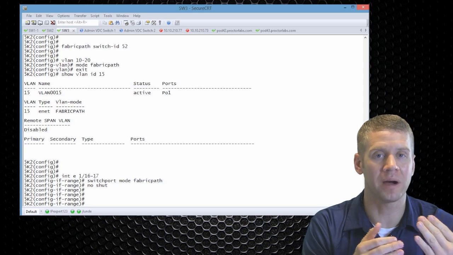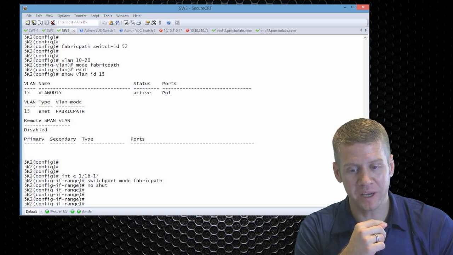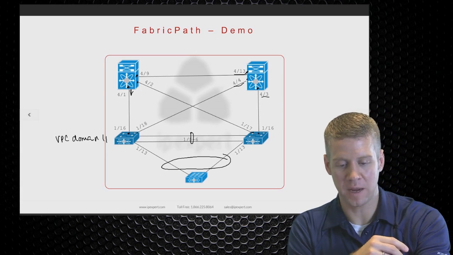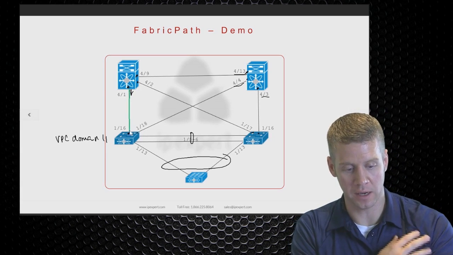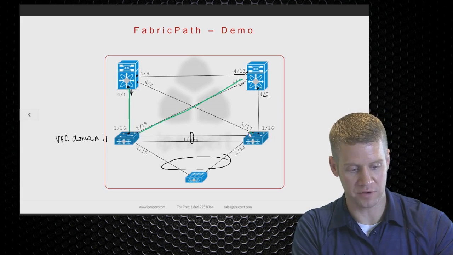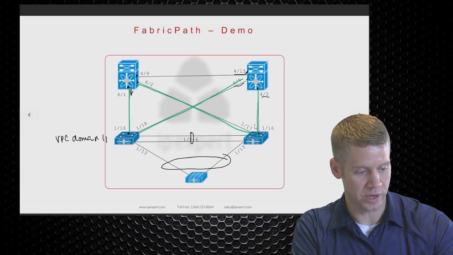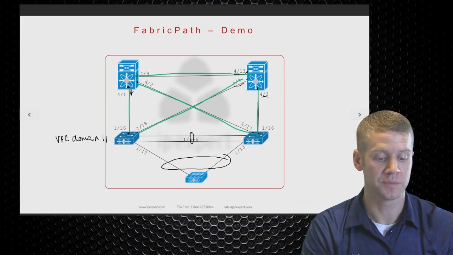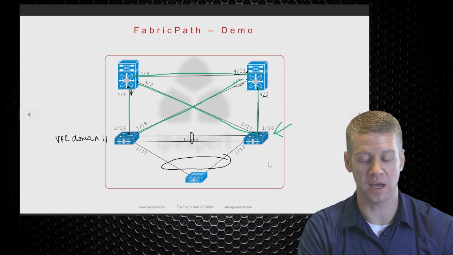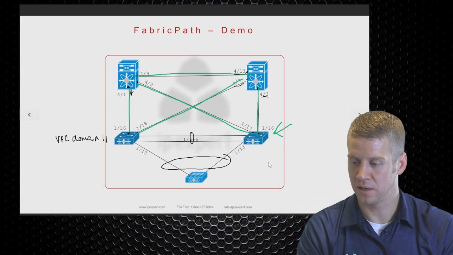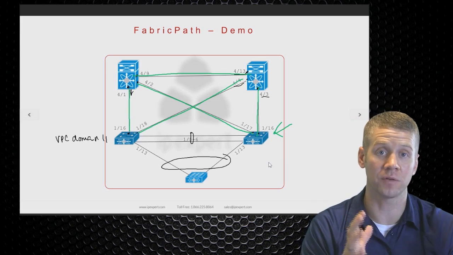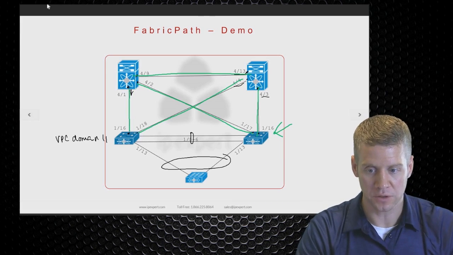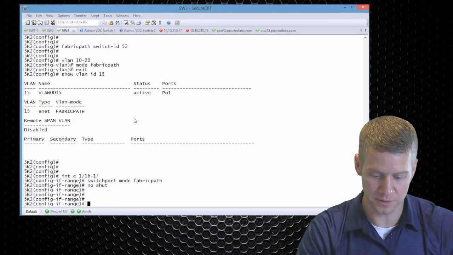So how would we go about verifying that? If we look back at our diagram, the only things that are connected via FabricPath are from the 7K to the 5Ks. Okay, we have no links between the 5Ks. We kind of push everything down through our 7Ks. So I want to go to a 5K and just verify that I can see all of the different switch IDs within the fabric. Okay, so let's hop back to our 5Ks.